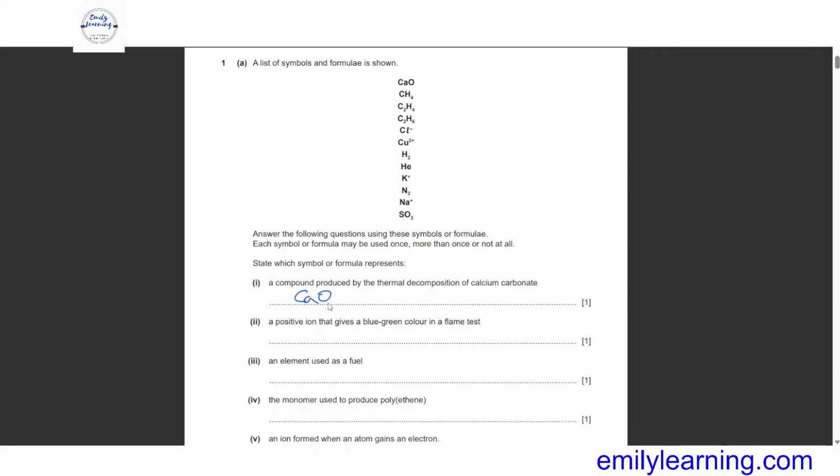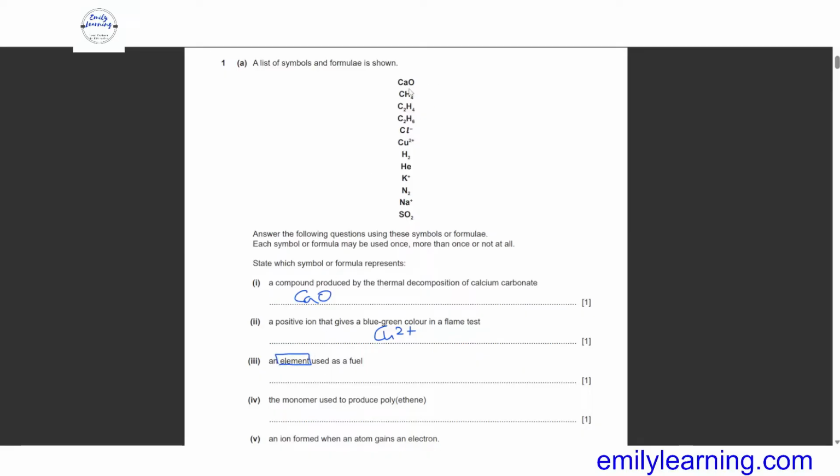2. A positive ion that gives a blue-green color in a flame test. So that is basically Cu2+, which is here. Okay, an element used as a fuel. So be careful. You have this word here, which is element. So it must be an element.